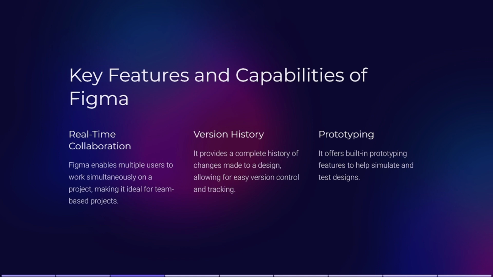Now we will learn the key features and capabilities of Figma. The first key feature is real-time collaboration. Figma enables multiple users to work simultaneously on a project, making it ideal for team-based projects. Version history is the second key feature. It provides a complete history of changes made to a design, allowing for easy version control and tracking. Also, prototyping is built in, with prototyping features to help simulate and test designs.